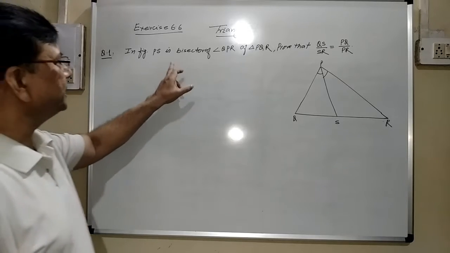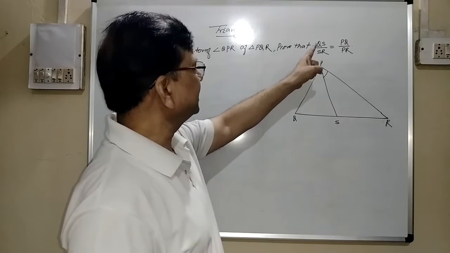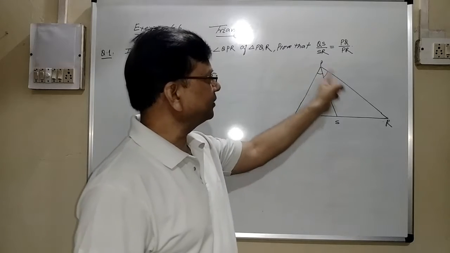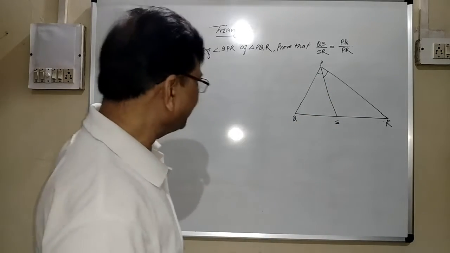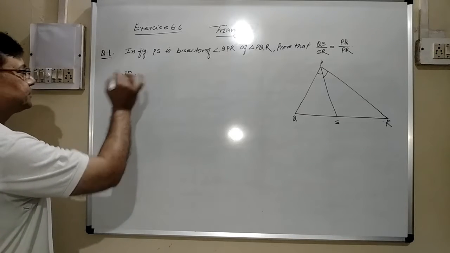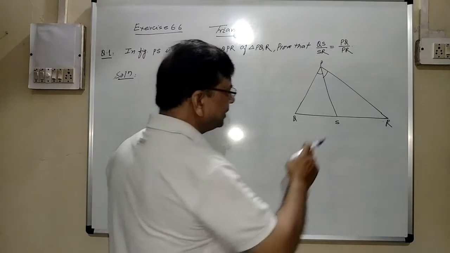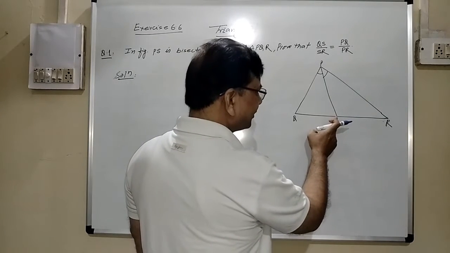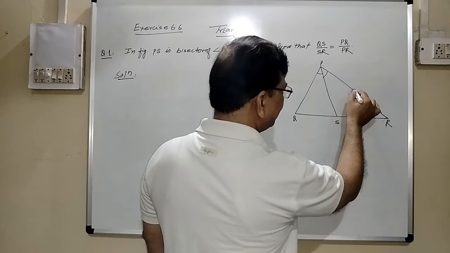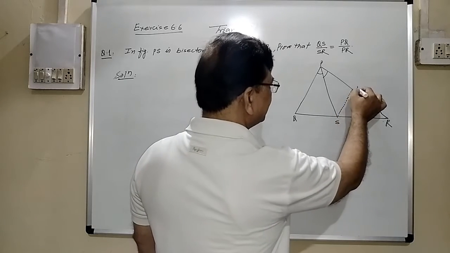In the figure, PS is the bisector of angle QPR. Prove that QS upon SR is equal to PQ upon PR. It's a very good problem, so we will take it up. For this, I will draw a line segment from S parallel to PQ. One construction I will be doing. Suppose it is ST.